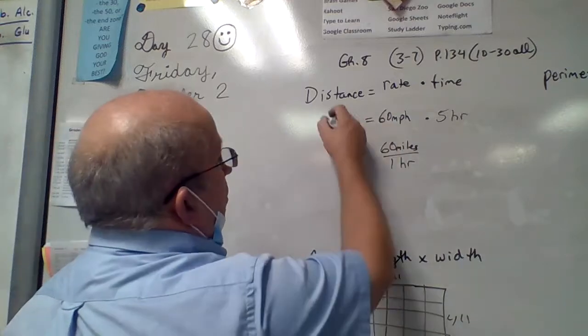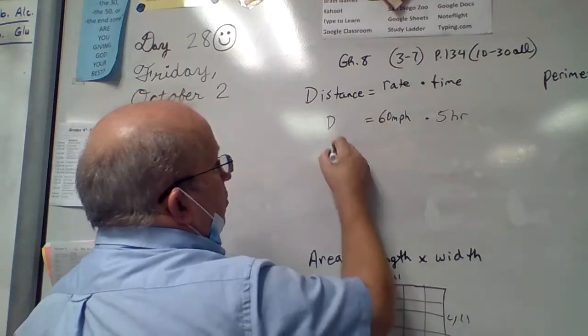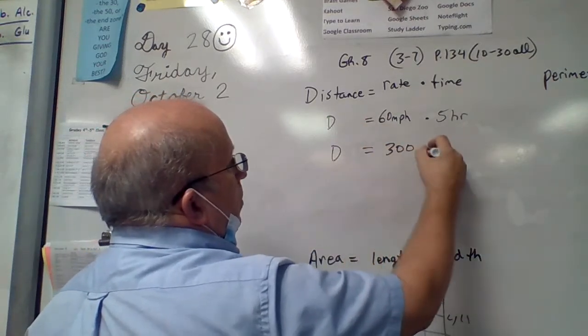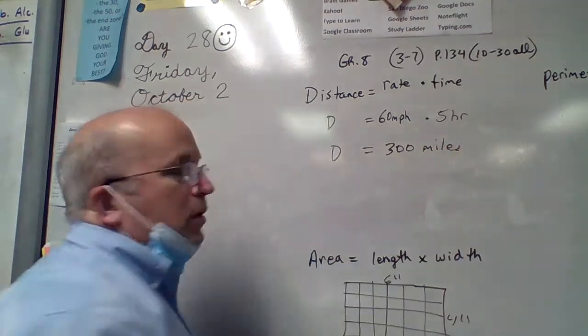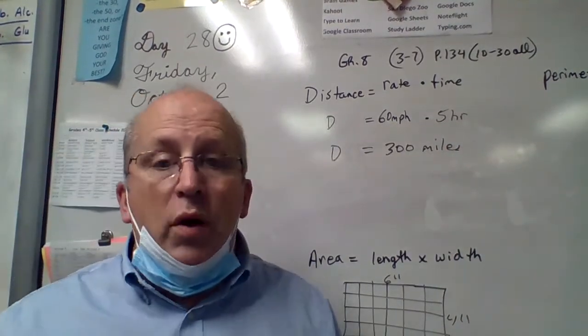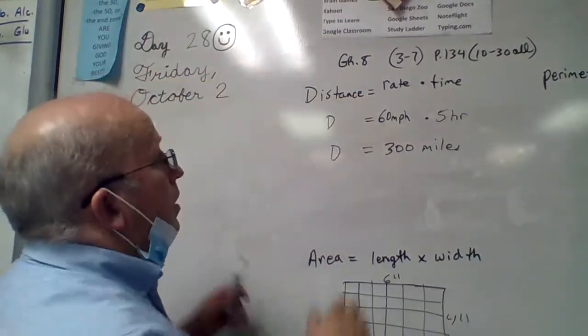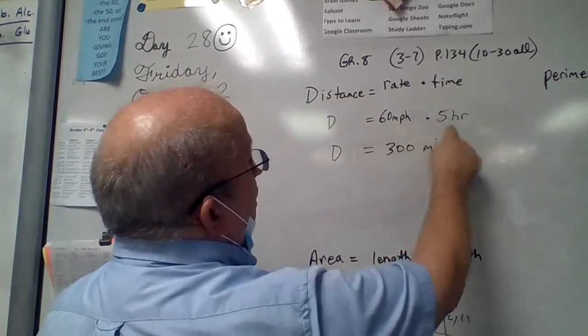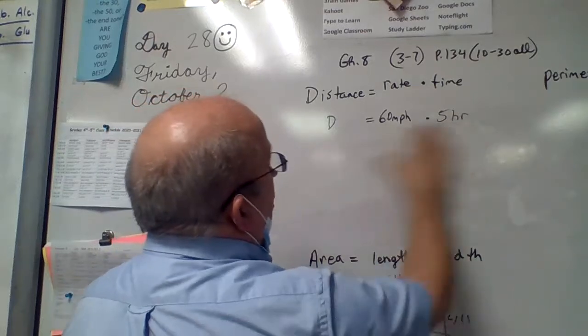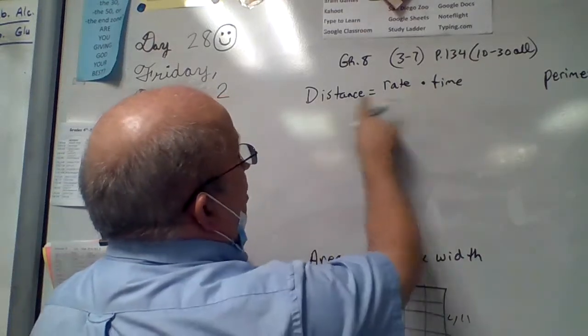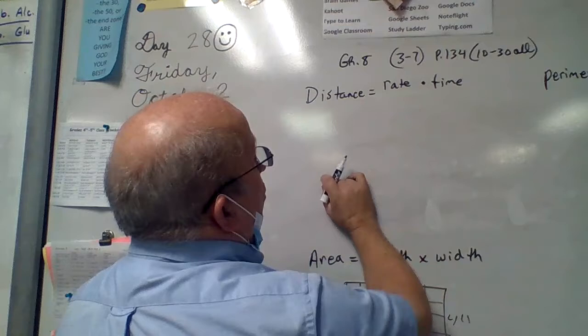So, can you tell me what the distance is in this particular case? Well, it should be pretty easy. It would be a distance of 300 miles, right? So that's one way to use that formula. But guess what? There are other ways to use that formula. In this particular case, I gave you the rate and the time. What if I gave you the distance and time and said, find the rate?